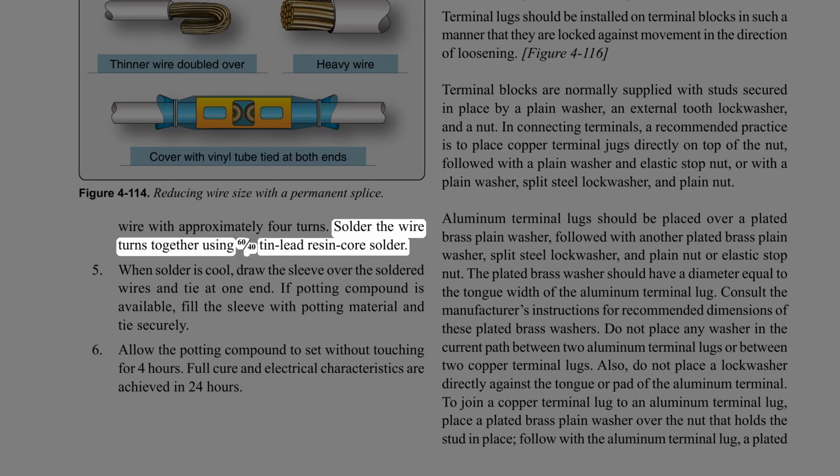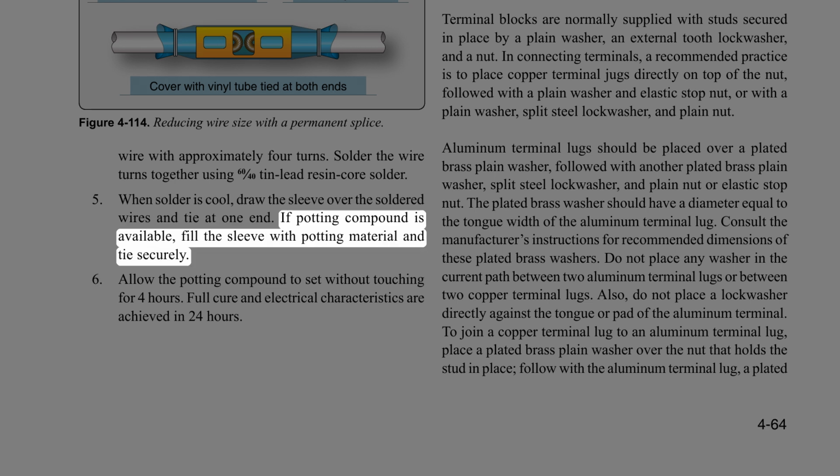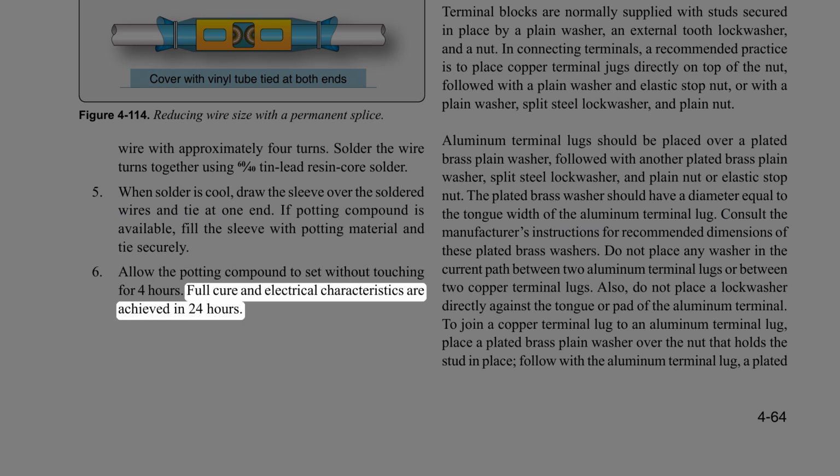Solder the wire turns together using 60/40 tin lead resin core solder. When solder is cool, draw the sleeve over the soldered wires and tie at one end. If potting compound is available, fill the sleeve with potting material and tie securely. Allow the potting compound to set without touching for 4 hours. Full cure and electrical characteristics are achieved in 24 hours.